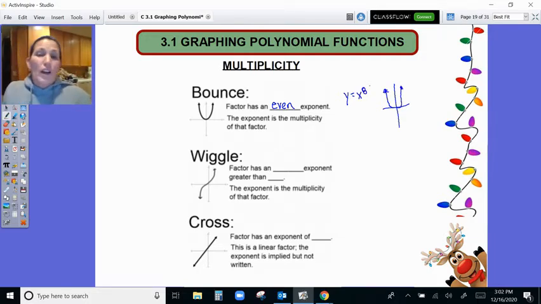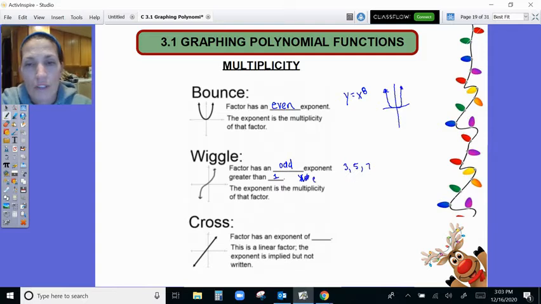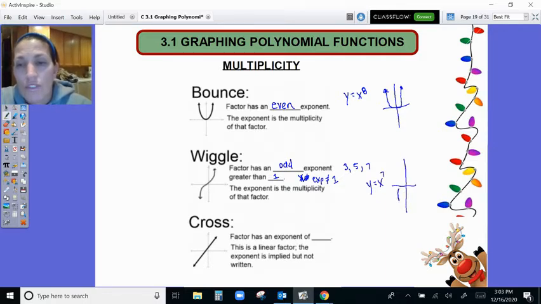Okay. A wiggle has an odd exponent greater than 1. So it has to be like 3, 5, 7. It just doesn't include 1. So I might even put over here, the exponent cannot be equal to 1. The exponent is the multiplicity of that factor. And same thing, if I had y equals x to the 7th, it would just become a flatter wiggle. It would come through and just be flat as it wiggled through there.